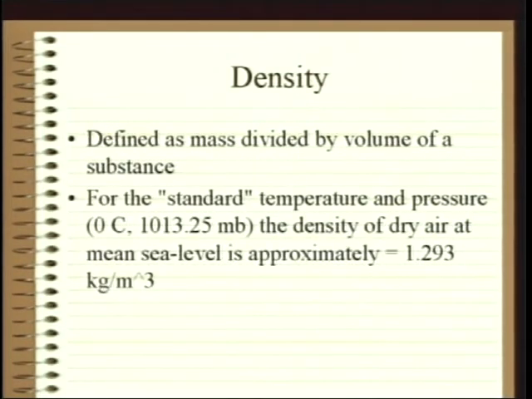A very important concept that we'll be looking at a lot in this lecture is density. Density is defined as mass divided by volume of a substance. For the standard temperature and pressure, which is 0 degrees Celsius at 1,013.25 millibars, the density of dry air at mean sea level is approximately 1.293 kilograms per meter cubed.